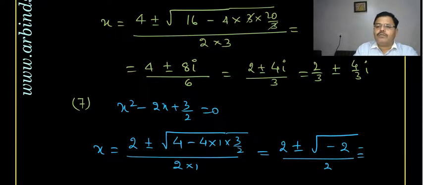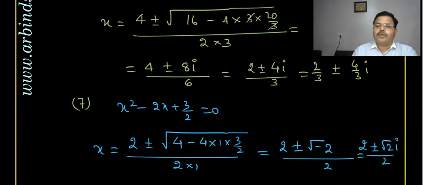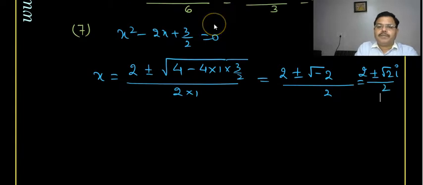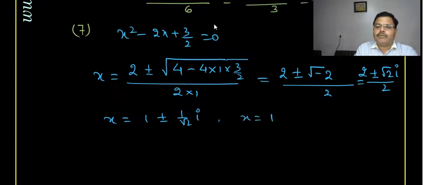So that will be 2 plus minus root minus 2, and that will be 2 plus minus root 2 iota divided by 2. So the answer will come up like that: x is equal to 1 plus minus 1 by root 2 iota. There will be two answers. X is 1 plus 1 by root 2 iota and 1 minus 1 by root 2 iota.